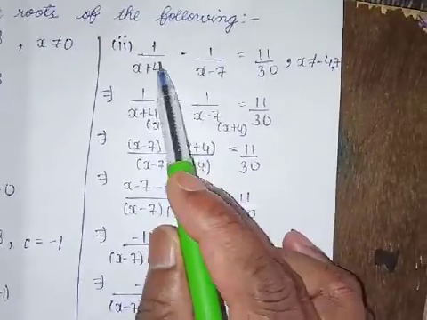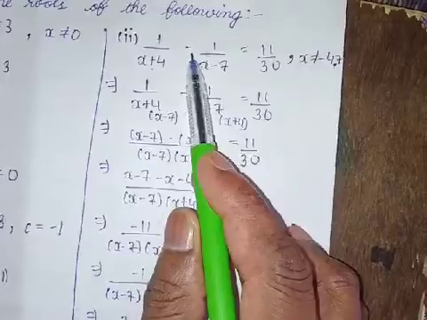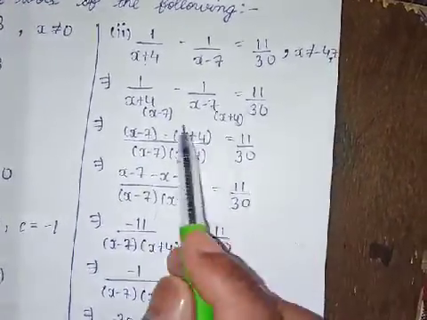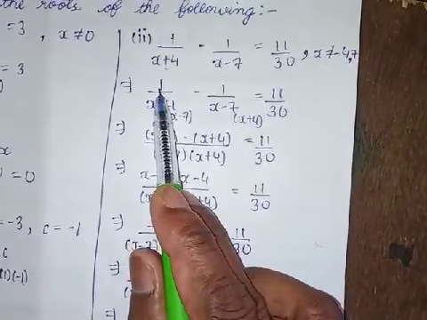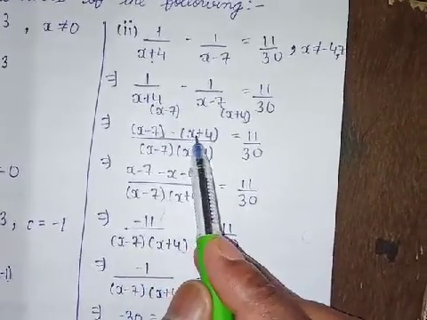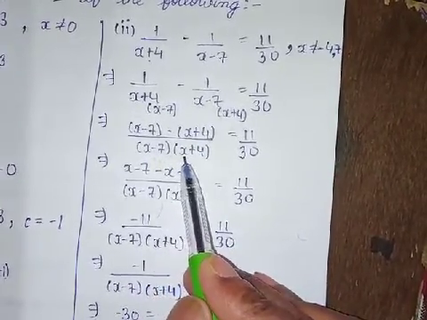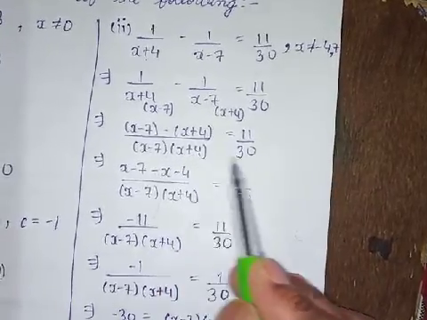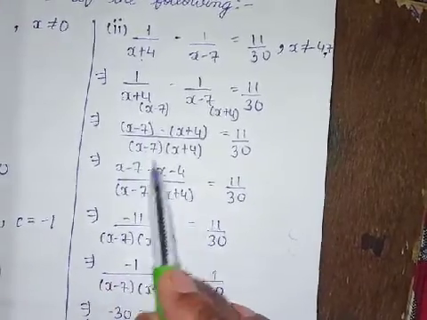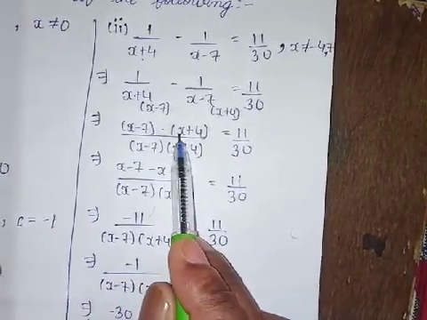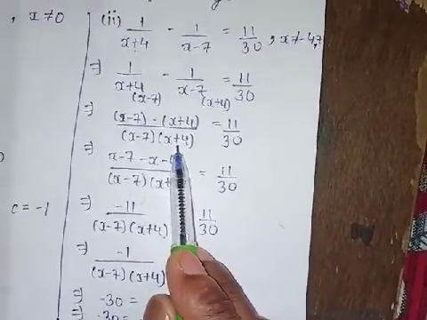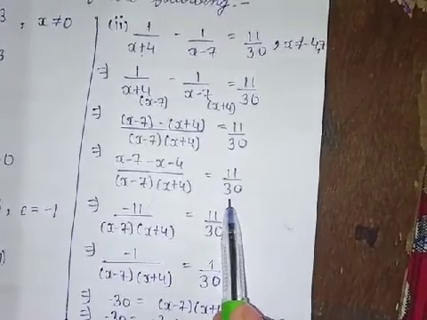So 1 upon x plus 4 minus 1 upon x minus 7 is equal to 11 by 30. So first take LCM here. So this will be x minus 7, x minus 4 upon x minus 4, x minus 7 into x plus 4 is equal to 11 by 30. If you open the bracket, x minus 7 multiplied with minus sign, so minus x minus 4 upon x minus 7 into x plus 4 is equal to 11 by 30.